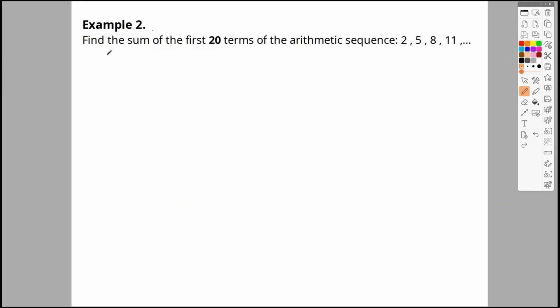Example number 2: find the sum of the first 20 terms of the arithmetic sequence 2, 5, 8, 11, etc. So let's write the formula of the sum. Sn equals n over 2 times 2a plus n minus 1 times d. And now we need to find these values.